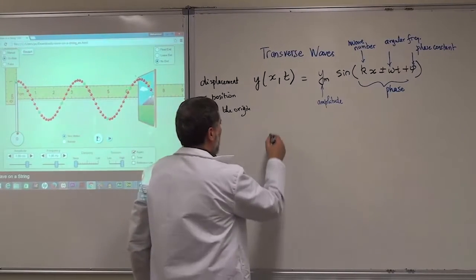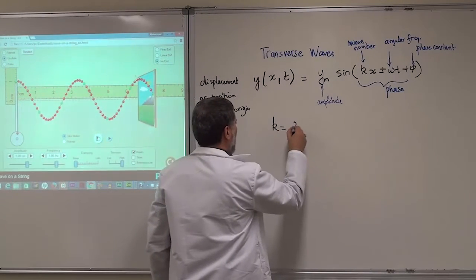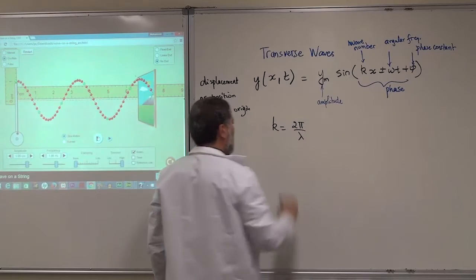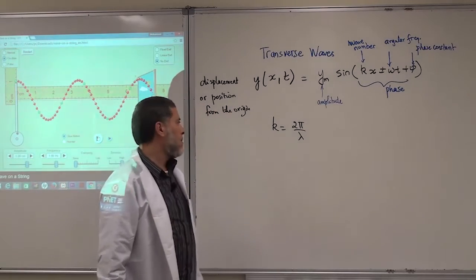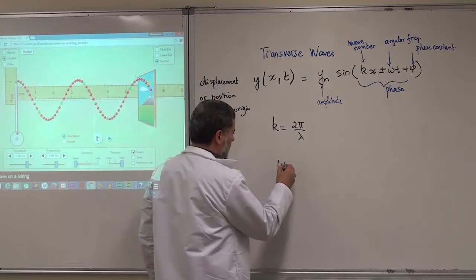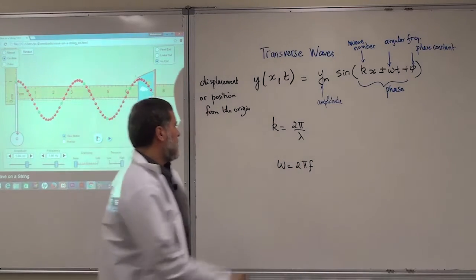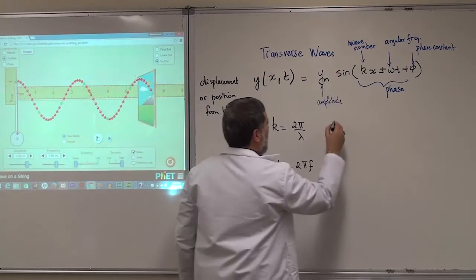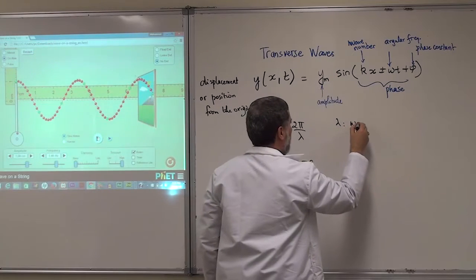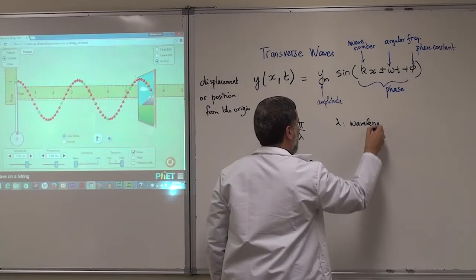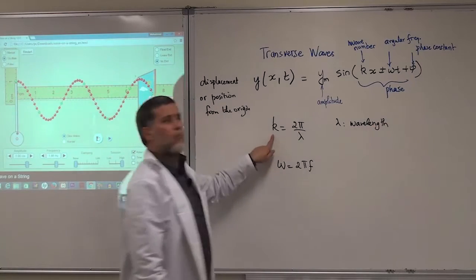We now define k as 2 pi over lambda, and we have to define what lambda is, and omega is 2 pi f. This is called the wave number, it's written there, and lambda is what we call the wavelength.